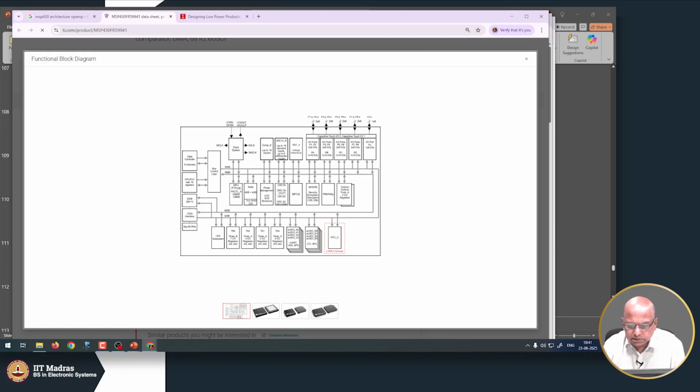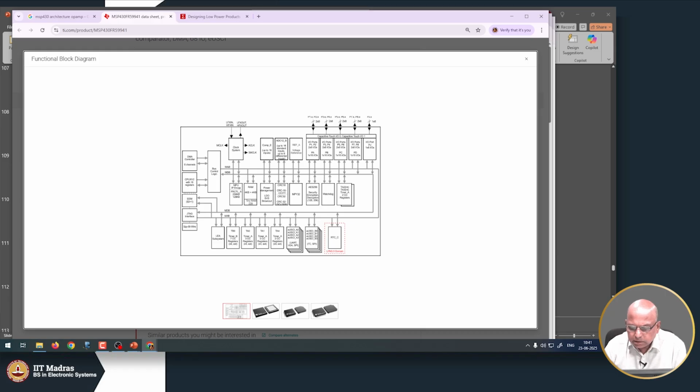There is a power management circuit, there is a 32-bit multiplier, then there is a security accelerator called AES 256, then RAM, then power management, then CRC, cyclic redundancy code, and then timers, and there are many other timers.